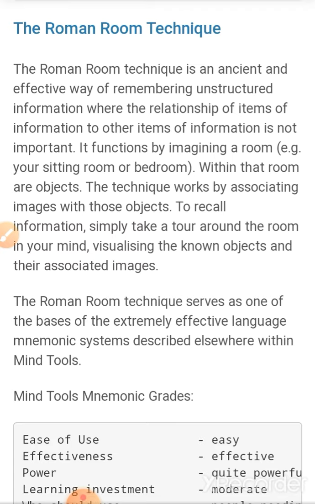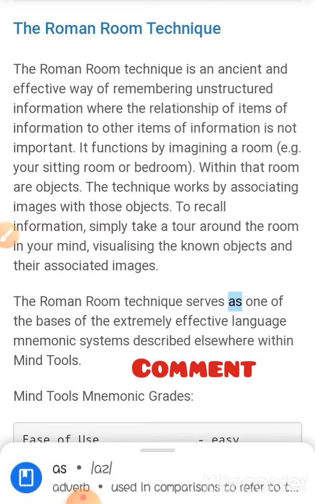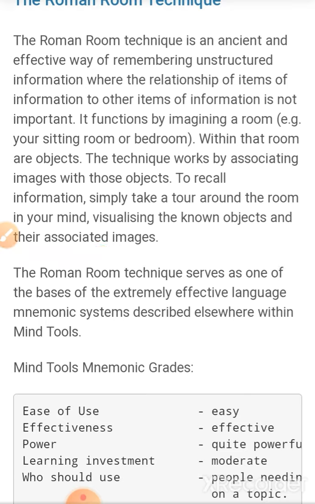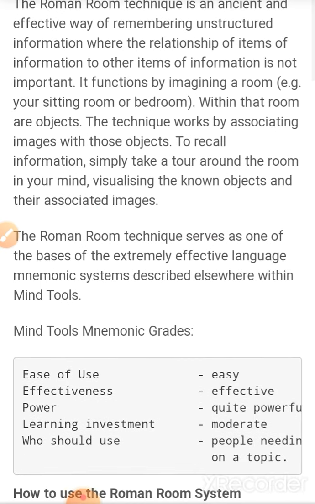So you have to imagine a room and there are some objects in the room, and you have to imagine those objects in the room, and to recall information you have to take a tour around the room in your mind and associate those objects with the information. The Roman room technique serves as one of the bases of the extremely effective language mnemonic systems described elsewhere within Mind Tools. So this is a very important technique.